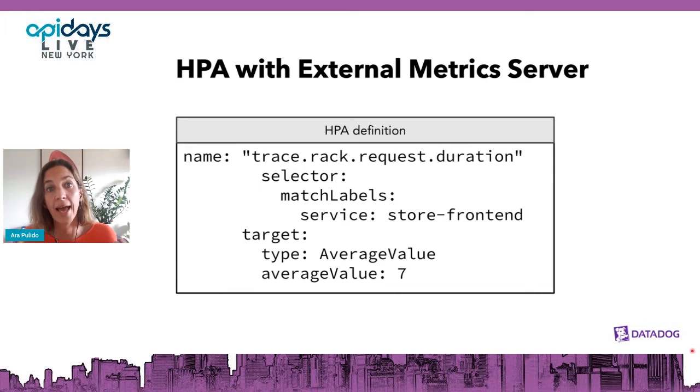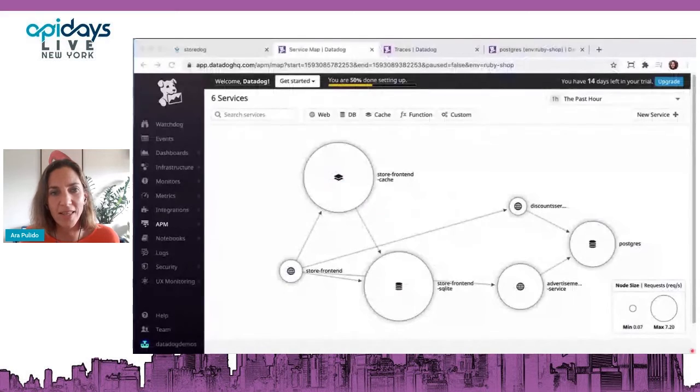With the HPA with external metric server, you can do things that are a lot more interesting. Like, for example, we have this metric in Datadog in our application for the latency because we have APM enabled in our application. So we can say things like, if the latency goes above 7 seconds on average for our replicas, please increase those replicas, which seems to be a lot more interesting to do. Let's see a demo of that.